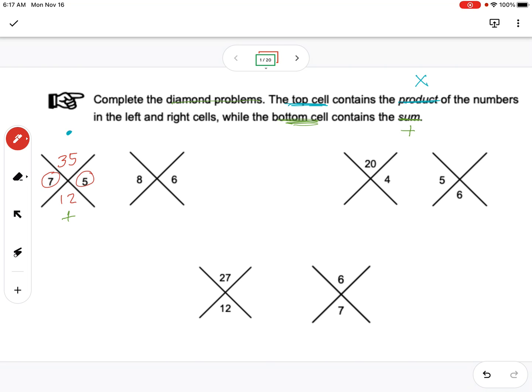Okay, 8 times 6 is 48, right? Multiplying. 8 plus 6 is 14. So that's the rules. Now, the rules don't change if you're given different numbers, right?